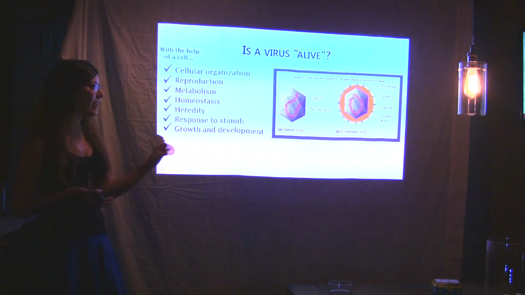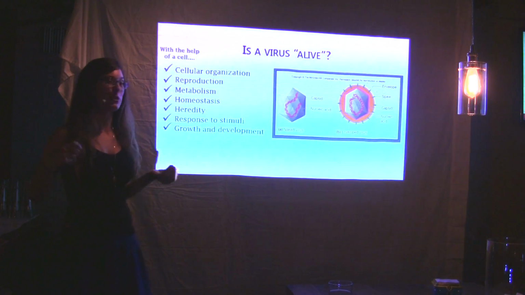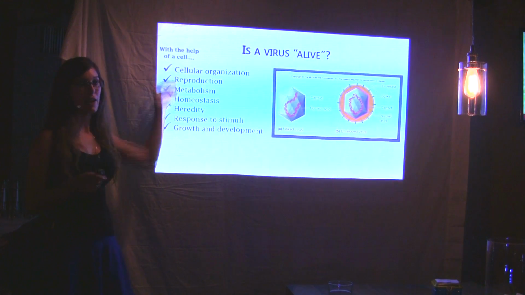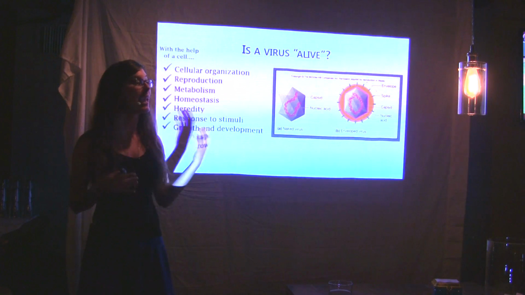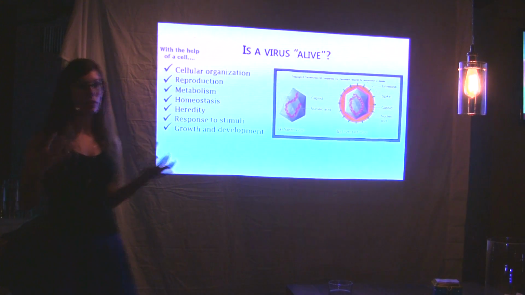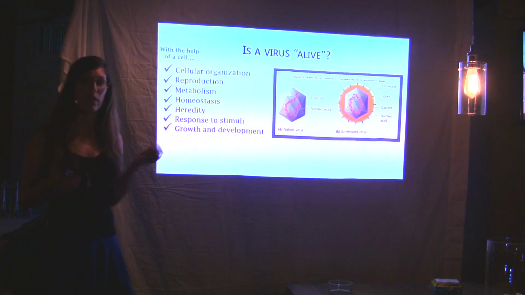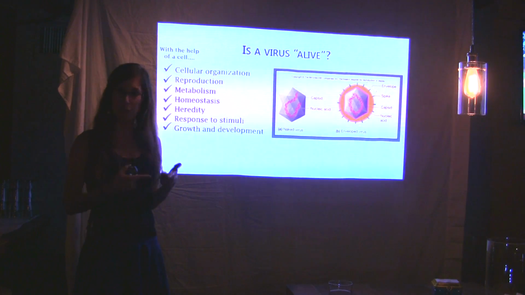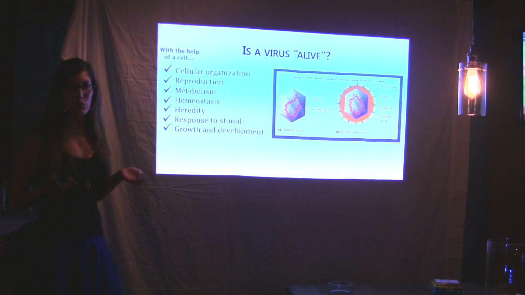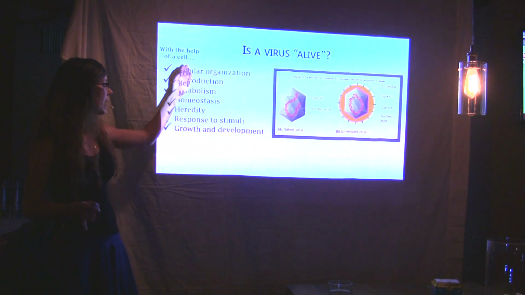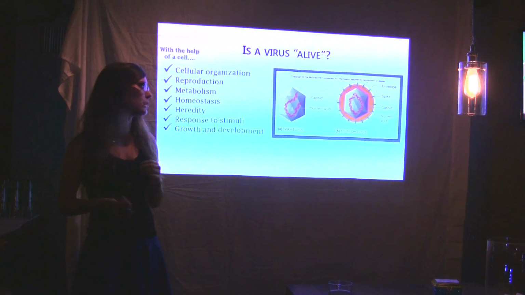So with this, you've got to go with your own personal opinion on whether or not you think adding this caveat, with the help of a cell, actually allows you to say that a virus can achieve all these requirements. Personally, I think a virus can be considered living because there's a lot of organisms that are obligate symbionts, so two organisms that require each other in order to actually survive. And so if you make the exception for those organisms and say, okay, well, with the help of their obligate symbiote, they can achieve these, then I think you can make the exception for viruses.